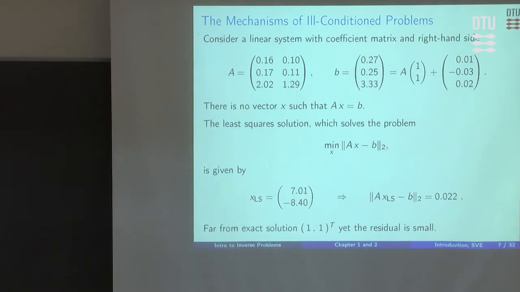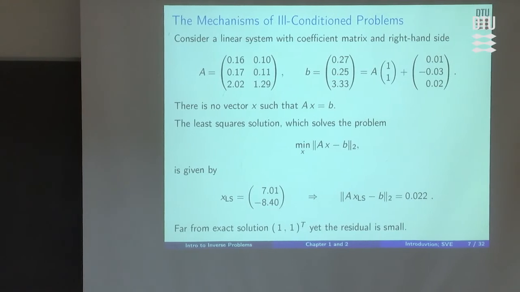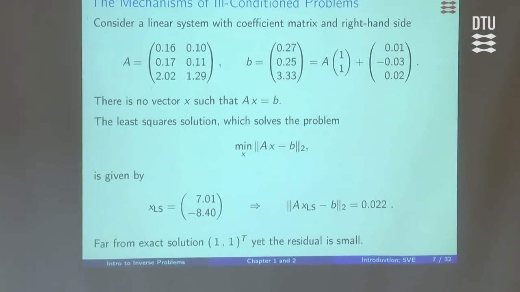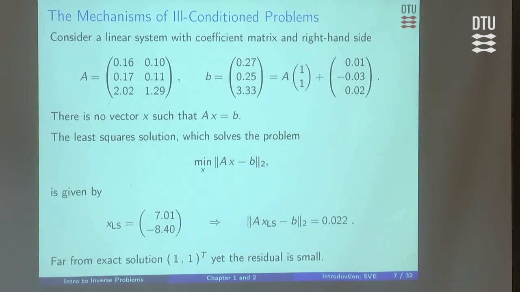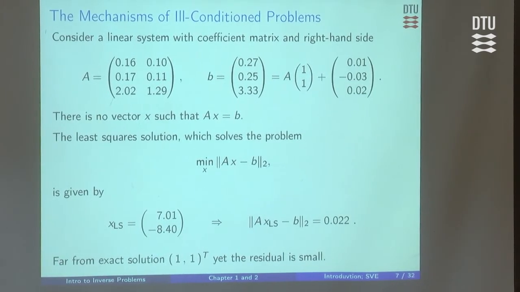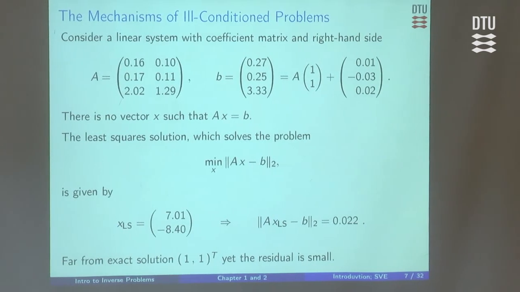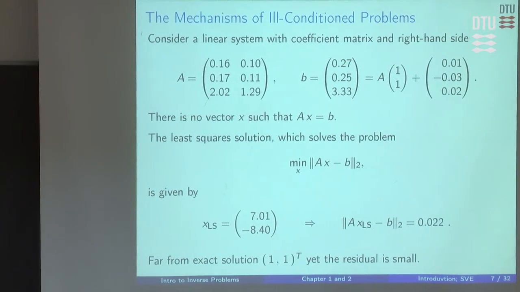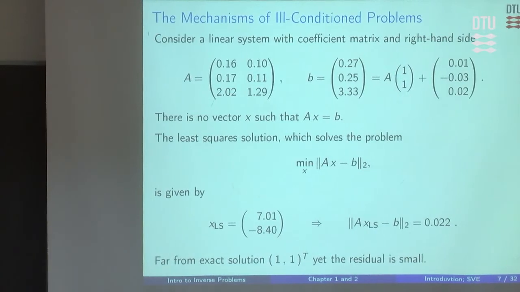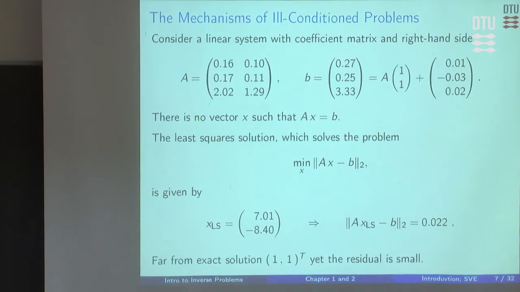Well, if you look at the least squares solution there, you see the first component is 7, and the second component is around minus 8. And it's not remotely an approximation to the exact solution, which is (1, 1). So damn it, there's something rotten here, right, in the state of Denmark. So what is going on here? Why can't we even, for such a small system, compute a good approximation to our solution?